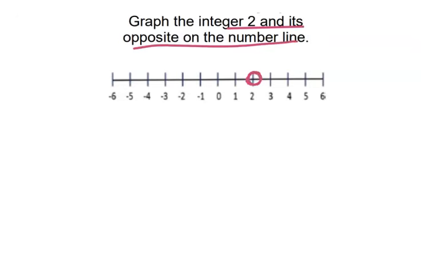Graph the integer 2 and its opposite on the number line. Here's the integer 2. The opposite is the same distance on the other side of the 0. There's the answer. That's all there is to that one.